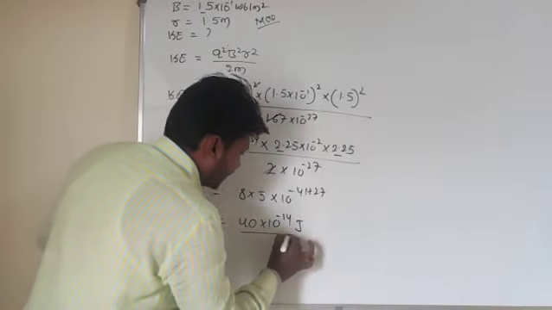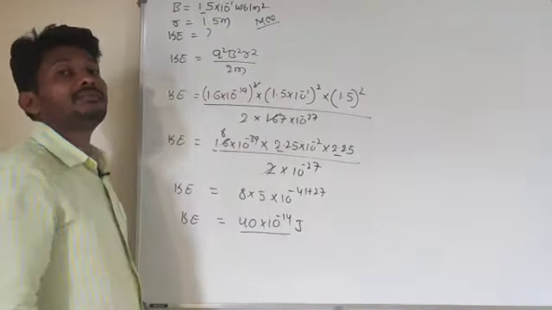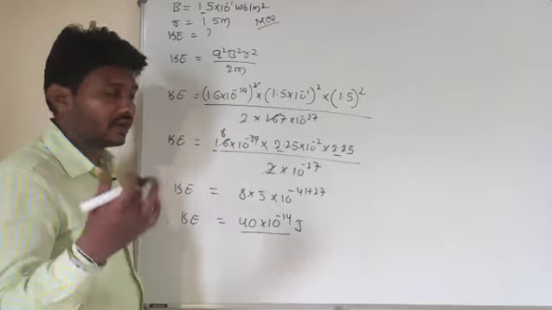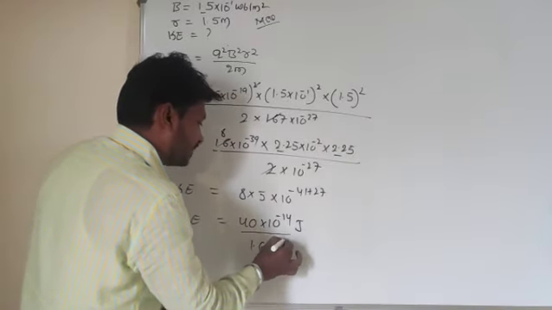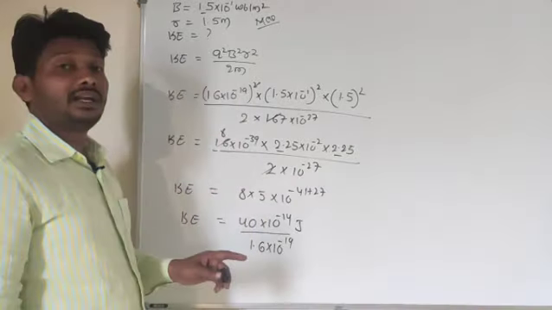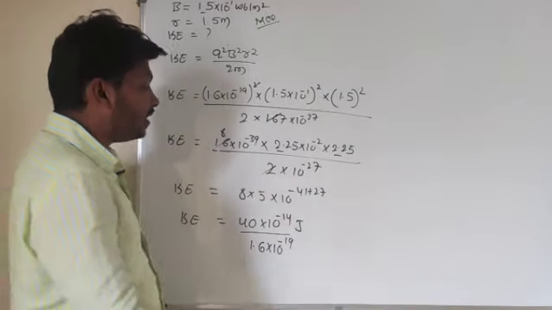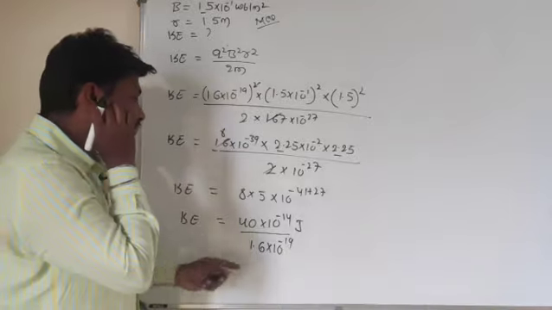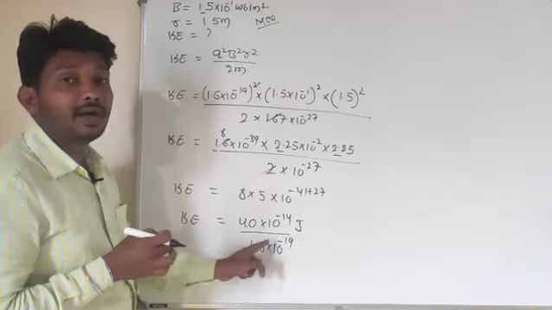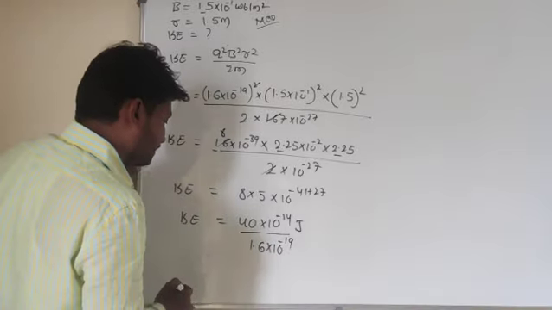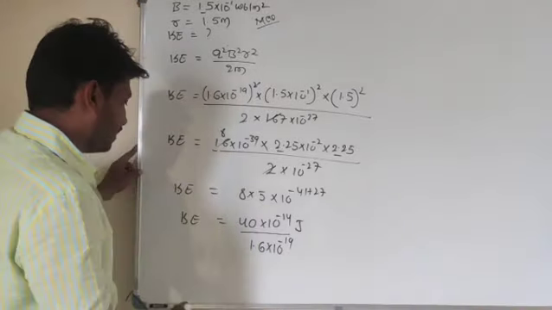How to convert that energy from joules to mega electron volt or electron volt? I will convert first. That is, divide by 1.6 into 10 to the power of minus 19. In order to convert energy from joules to electron volt, divide by 1.6 into 10 to the power of minus 19 here, right?